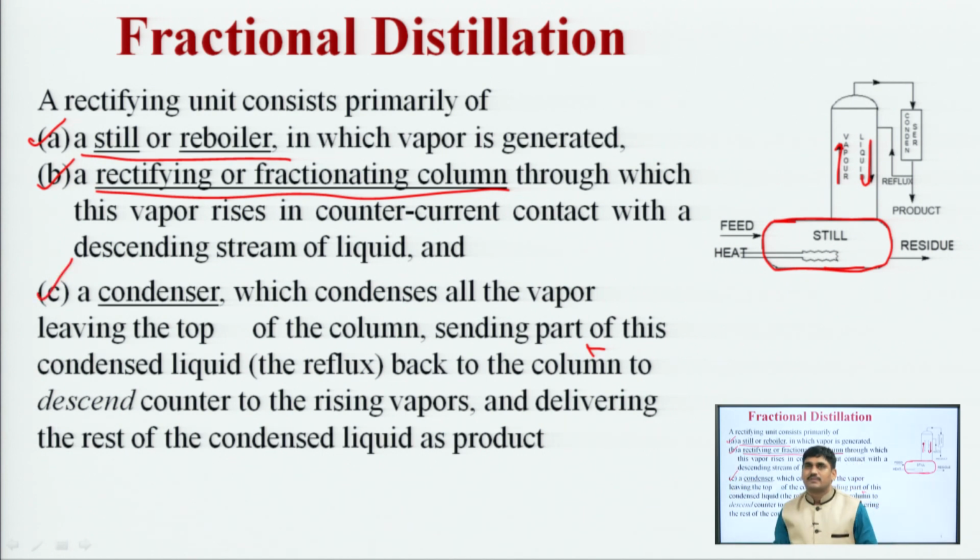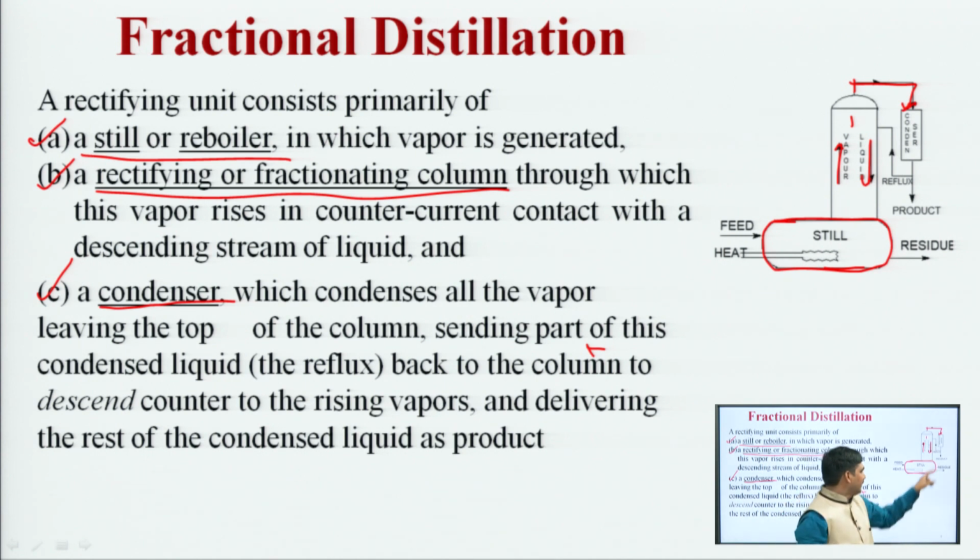The third part of this apparatus is the condenser. What is the use of this condenser? This condenser condenses all the vapor which is coming out from the top of the rectification unit and passing through the condenser. So it condenses all the vapors that come out of the rectification unit.